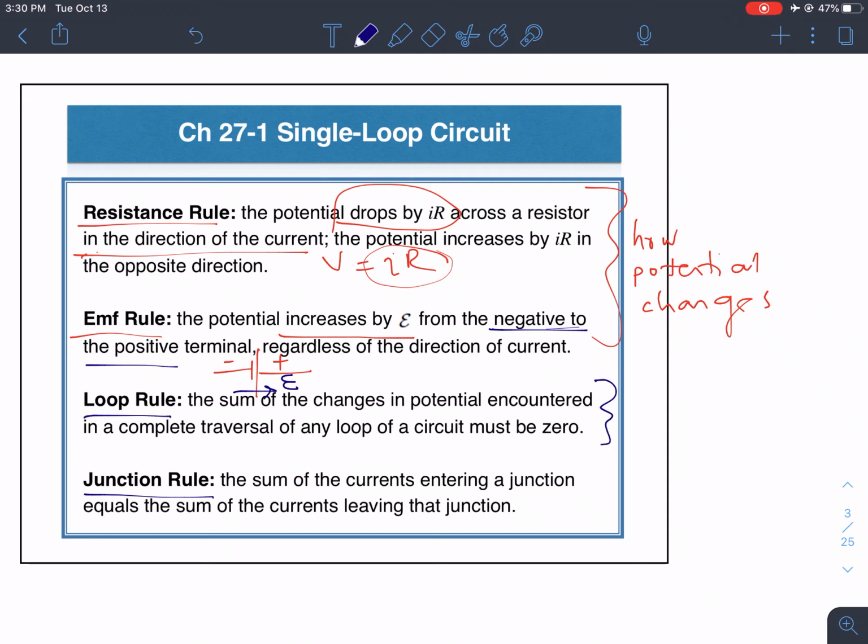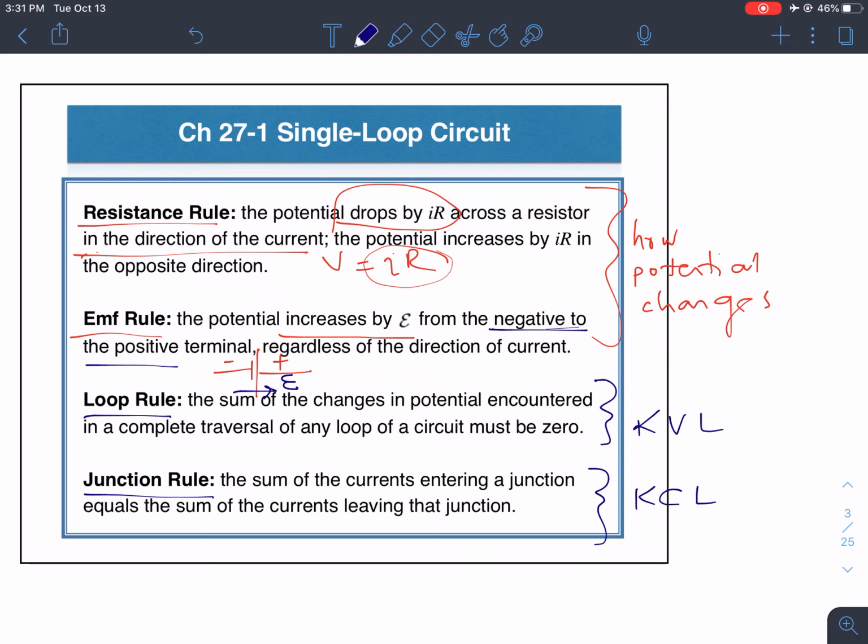And you may have seen it, and I've been trying to mention this. The loop rule is also known as KVL, Kirchhoff's voltage law, and the junction rule is also known as KCL, Kirchhoff's current law. So the textbook uses loop rule and junction rule. I will also sometimes use KVL, especially for the loop rule. But I want you to also know that the junction rule is the KCL as well.